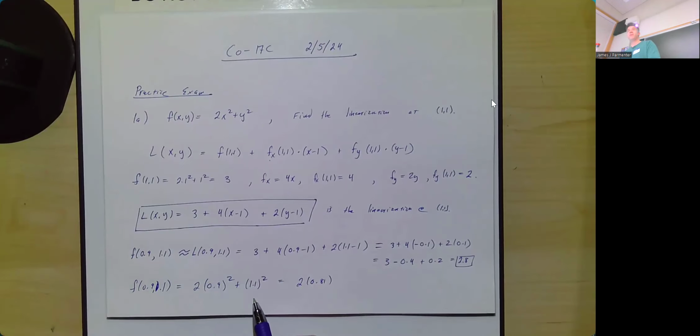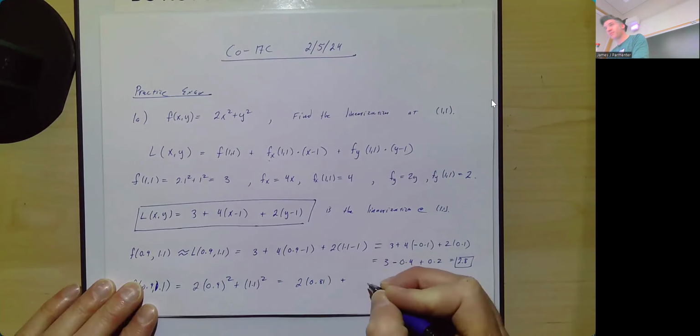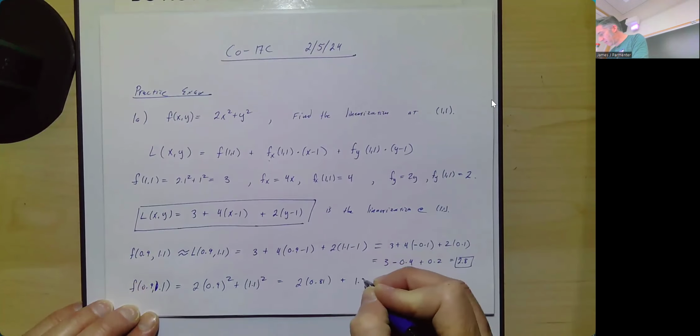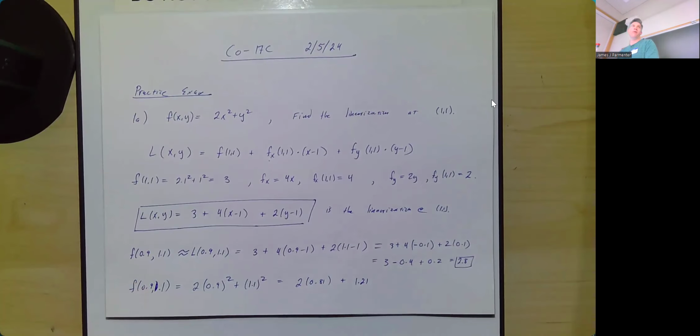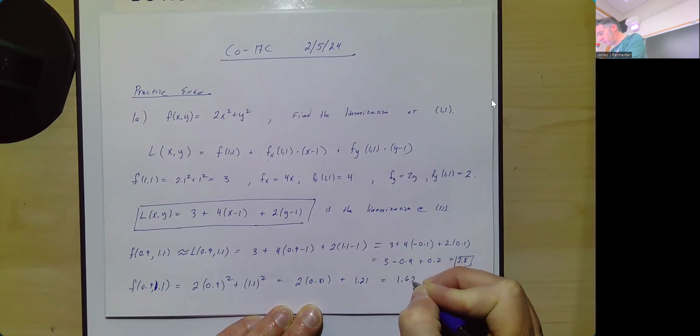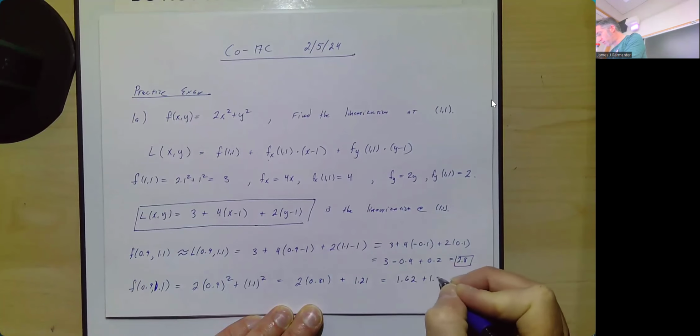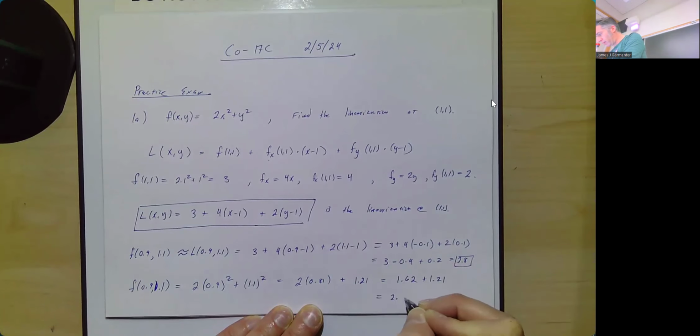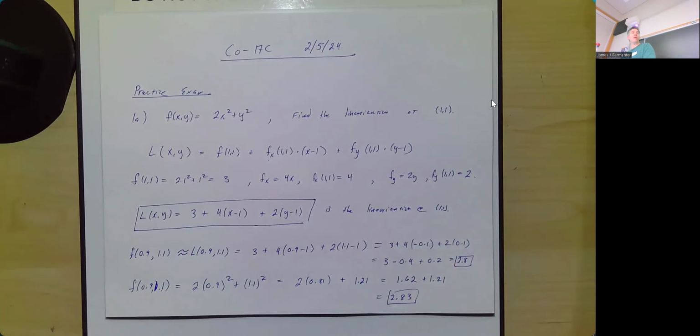In a similar way, 11 squared is, yep, 121. So 1.1 squared is 1.21, exactly, not that terrible. And then 2 times 0.81 is 1.62 plus 1.21, which is 2.83. So pretty close. Our linear approximation of that value was off by 0.03. Nice.